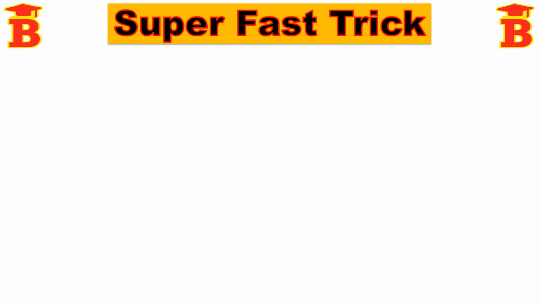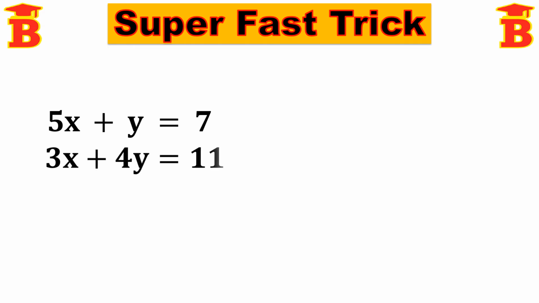In this video, we are going to learn the super fast trick to solve the linear equations in two variables. Two equations are given, that is 5x plus y equal to 7 and 3x plus 4y equal to 11. So these are the linear equations. Here there are two variables x and y. We have to solve this.